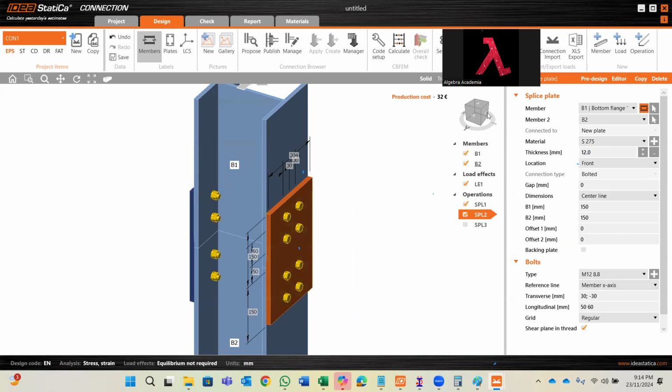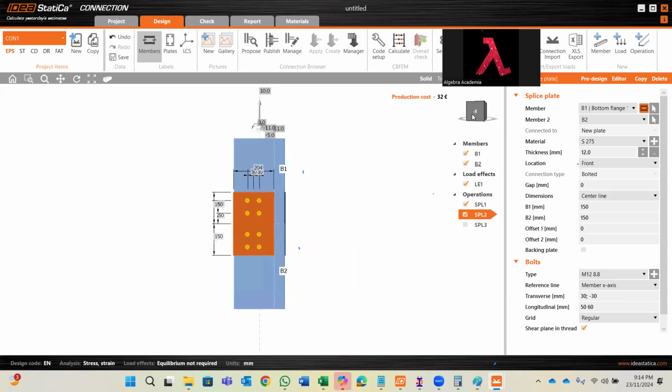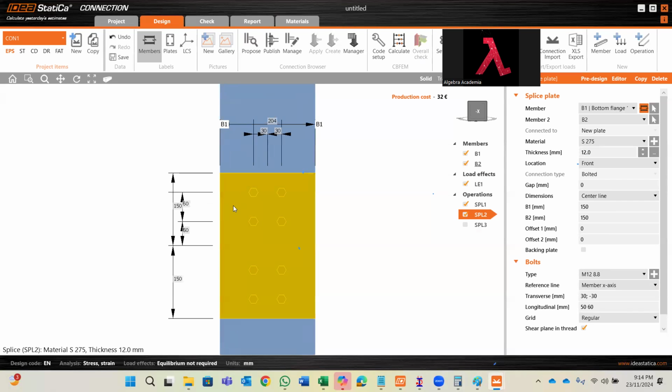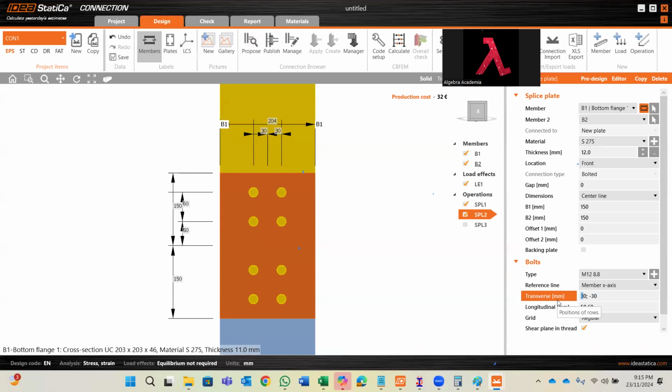Now let me adjust the bolt spacing. So the edge distance which I'm going to give you, say, is 1.25 times the diameter of the bolt. So 12, which is 15. So I'll go for a minimum of 30 millimeters. So the plate thickness is 204. So 204 minus 60 for the edge distance, which is 144. Okay, so 144 divided by 2, which is 72.